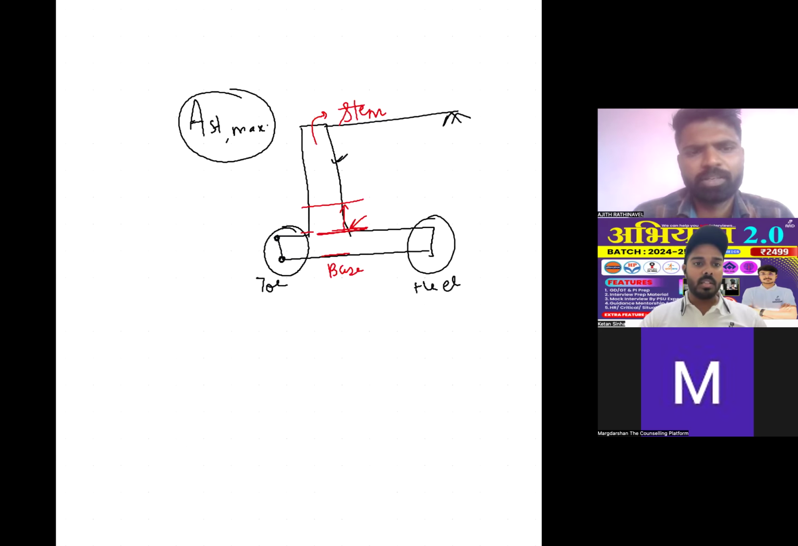I'm marking a few locations. Just tell me the location of the shear key, where it will be provided. Let us say A point, B point, C point, and D point. So what is the most probable location for the provision of the shear key? B, sir.